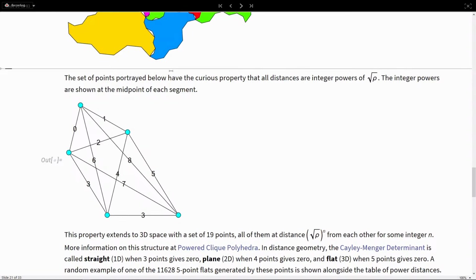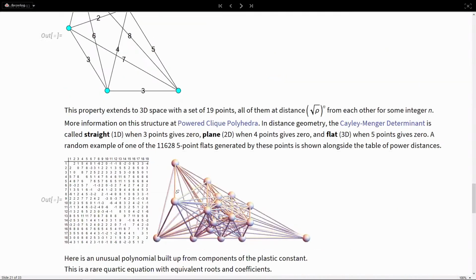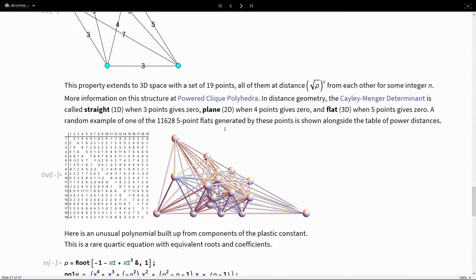And when I found this in 2D, I wondered, well, what happens if you look at 3D? Well, here's 19 points, and every single pair of points is a power of the square root of the plastic constant. I call this the plastic pyramid. It was apparently not known, but it's a way of constructing K19 so that every set of points is a power of the square root of the plastic constant. And there's no other algebraic space this is possible in.